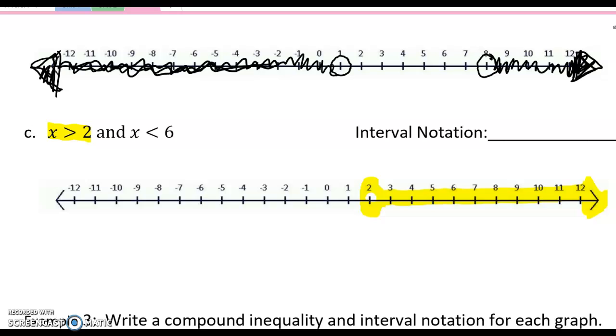For x is less than 6, I'm going to use my blue highlighter. So again, we're going to put an open circle on 6, and we're going to shade to the left, because x is less than 6, we need to shade to the left.